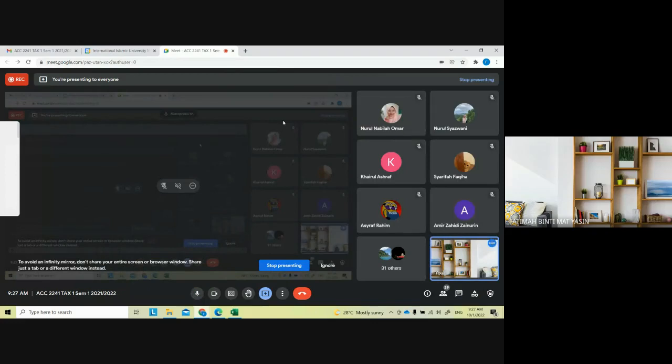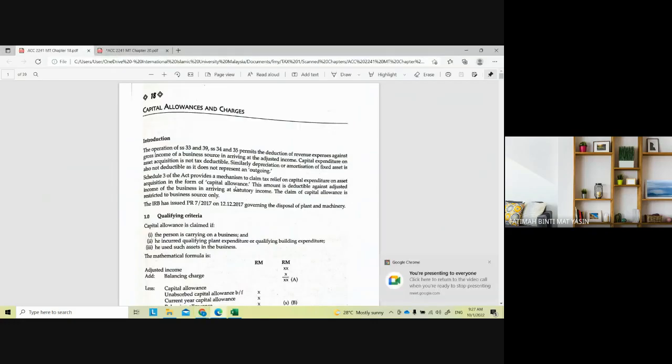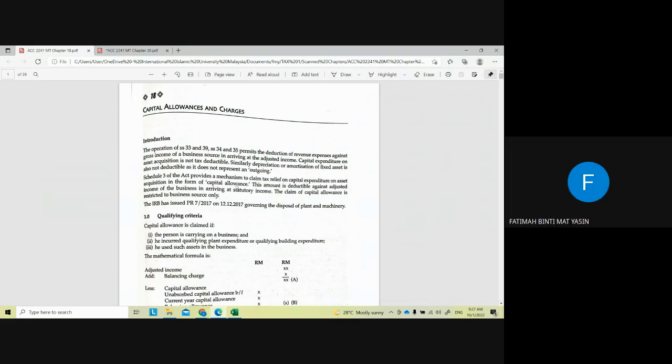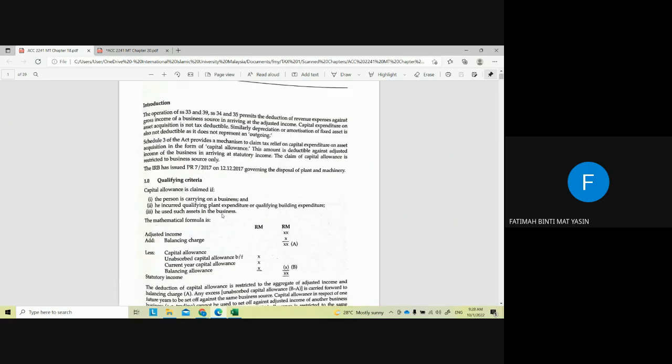Okay, now let's continue with capital allowance. This capital allowance discussion is on how you can actually calculate the capital allowance. Based on our exercise before, you were given the total of the capital allowance. But for this topic, we are going to learn how we actually calculate that capital allowance.